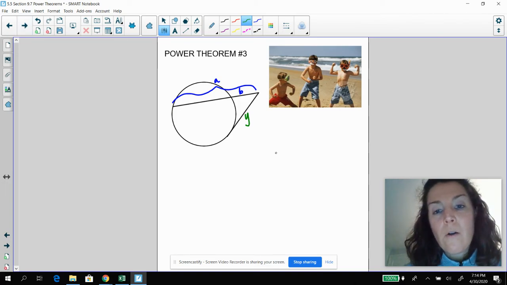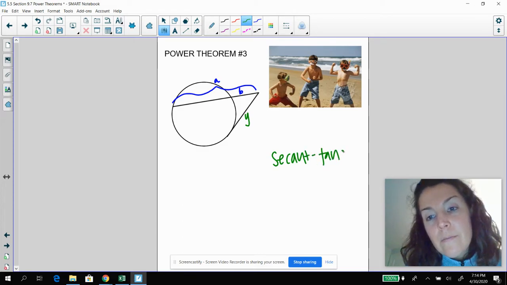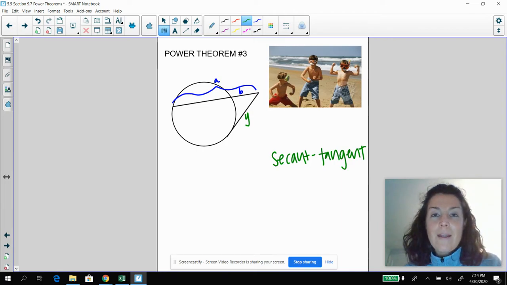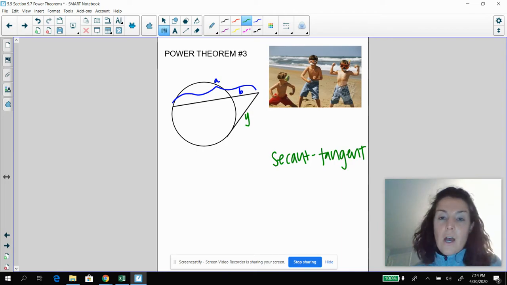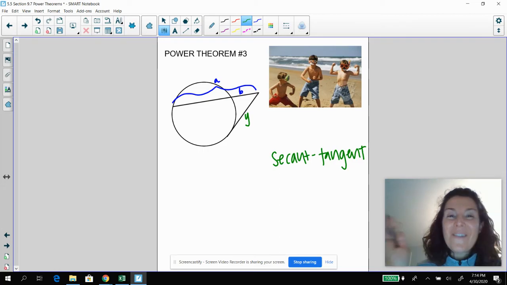So this is what we call secant tangent. And no, that is not the given name and married name of John and Joanna secant tangent. I'm good. All right, so this is how this one goes.